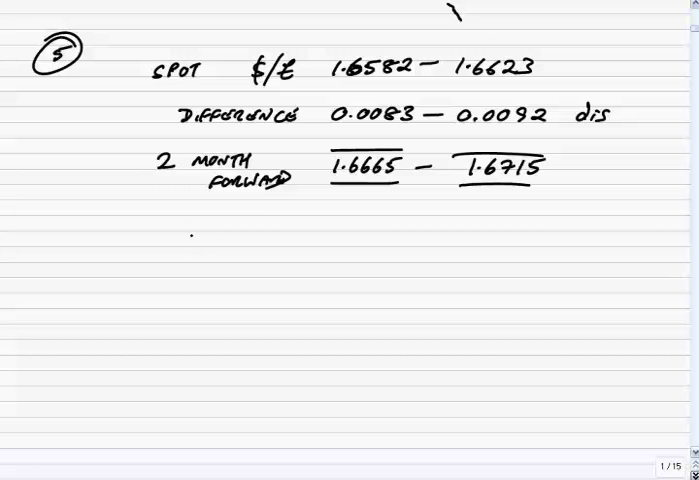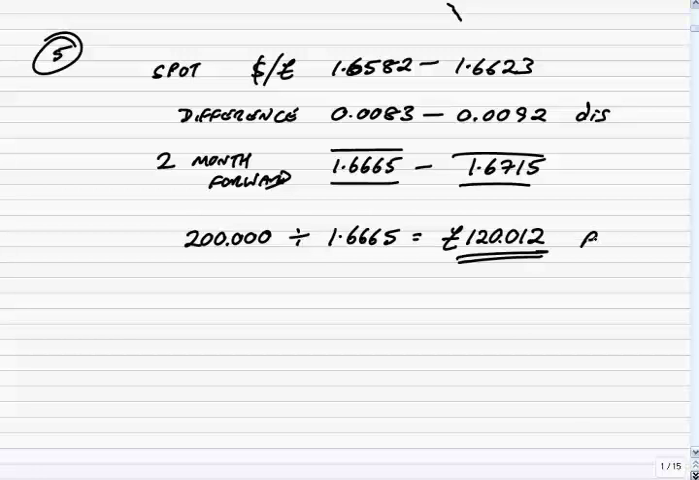Let's actually do the conversion. It's $200,000. $1.6 to the pound, so we divide by the relevant rate. And here, which way? We're buying dollars. Yes, sorry, we're buying dollars. So it's 1.6665, the dollar buy rate. You should have got £120,012. And there we are.